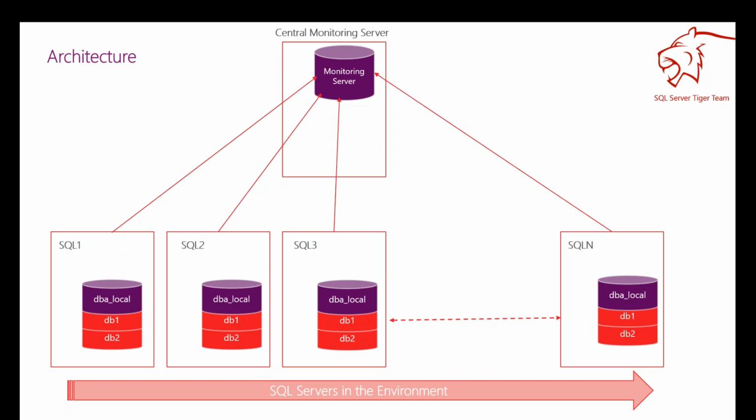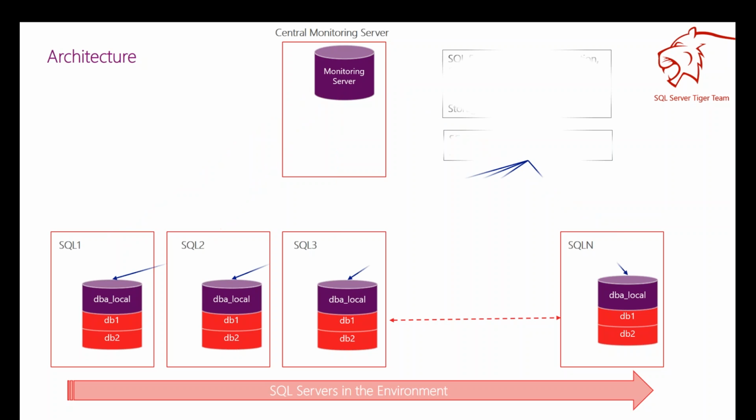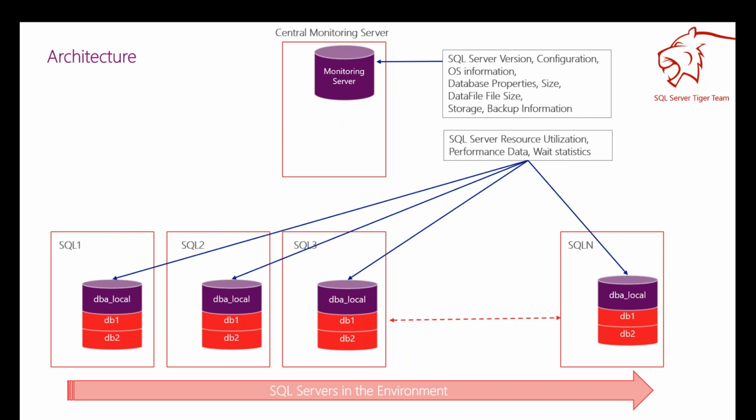So you create a database called DBA local for your own local capture for that specific instance. And you can have your SQL resource utilization, performance data, wait statistics captured locally, so you don't involve any network traffic, you don't upload it on the network server or a central consolidated server. You would rather keep it local within that SQL instance.